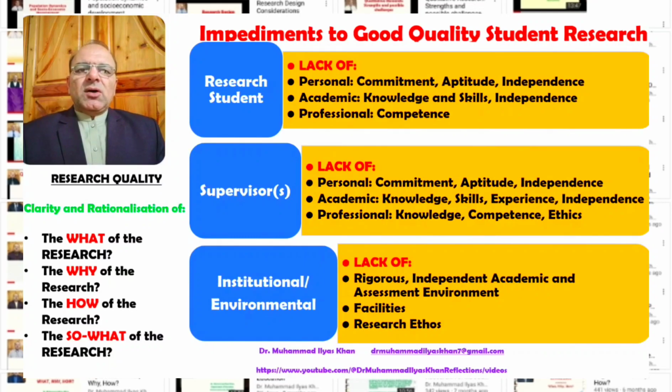If the answer to these questions is yes and clear, we will say that the research is a good quality research. On the other hand, if there are ambiguities related to these main questions regarding the what, the why, the how, and the so what of the research process, we might conclude that there are issues in terms of the quality or the lack of quality of the research.